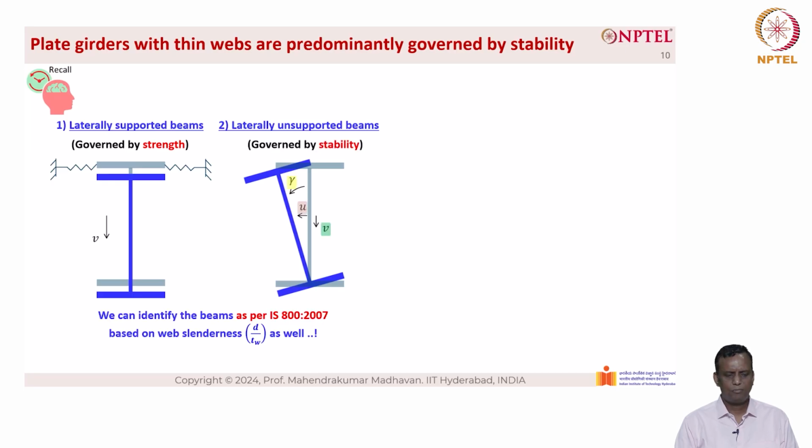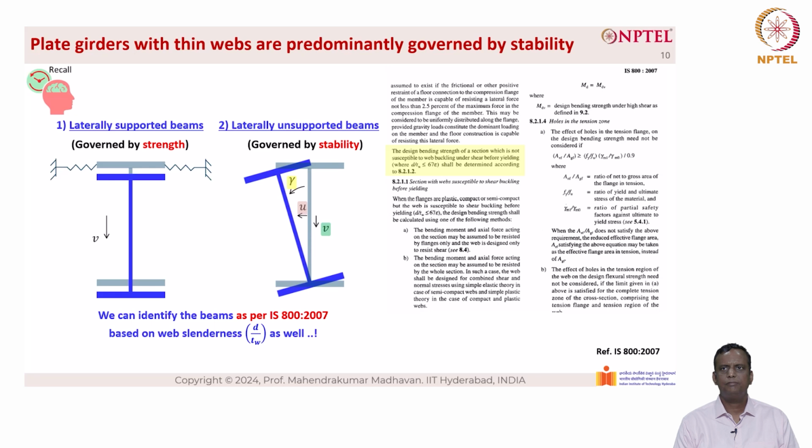stability. So we can identify the beams as per IS 800-2007 based on web slenderness, which is D by Tw as well. How do we do so? The design bending strength of a section which is not susceptible to web buckling under shear force before yielding, where D by Tw should be less than 67 epsilon, shall be determined according to 8.2.1.2. Basically what they are trying to say is that when D by Tw is less than 67 epsilon, which means that web buckling will not take place, it can be designed as a laterally supported beam.